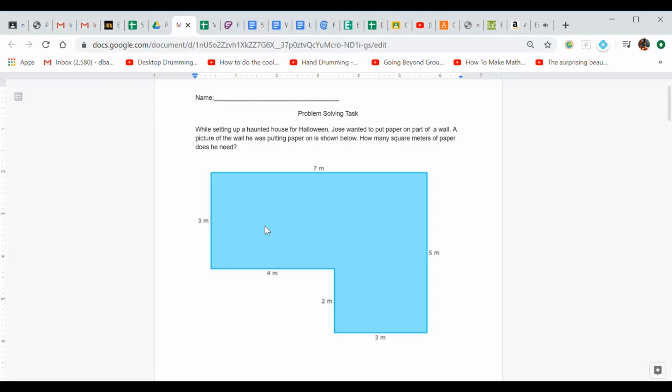All right, here's our problem-solving task. It says, while setting up a haunted house for Halloween, Jose wanted to put paper on a part of the wall. A picture of the wall he was putting paper on is shown below. How many square meters of paper does he need? You can see that Jose has measured all sides of the wall. It's measured in meters. M stands for meters. And we want to find how many square meters of paper he needs.